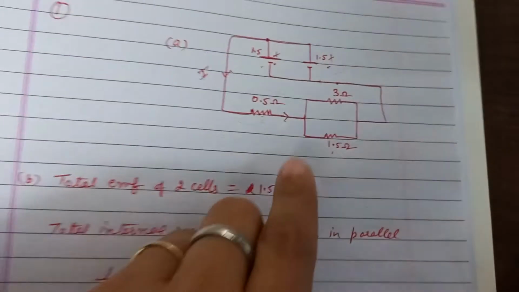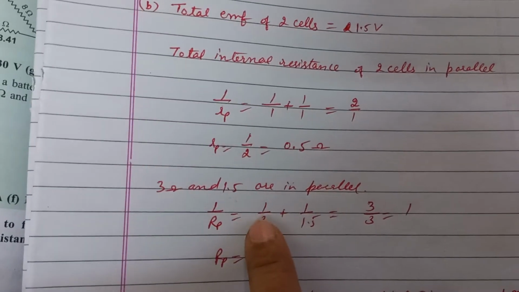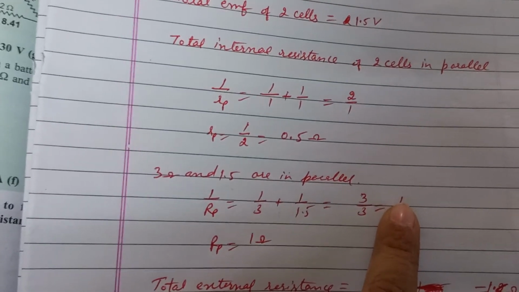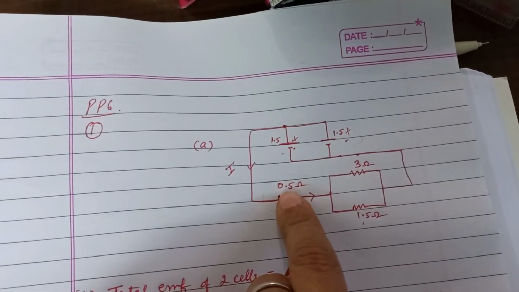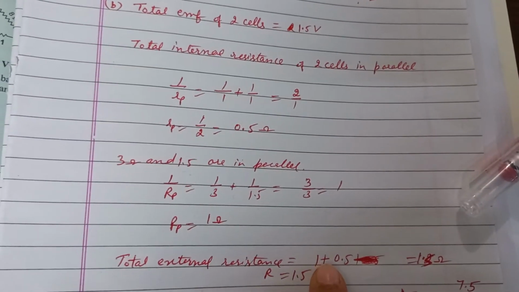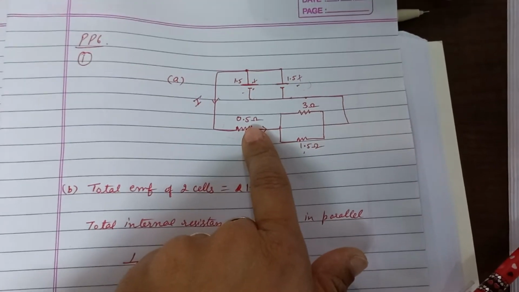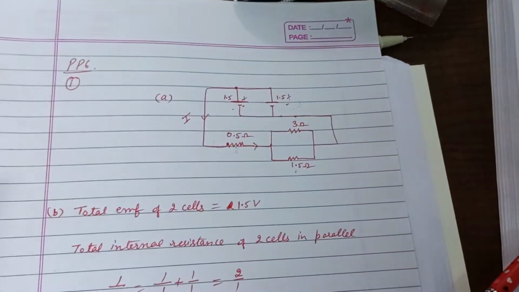Now you can see here 3 ohm and 1.5 ohm are in parallel, so the parallel combination of these two is 1 by 3 plus 1 by 1.5, which again becomes 1. So the total external resistance, now this becomes 1 ohm and this is 0.5. Both these are in series, so the total resistance is 1 plus 0.5, it becomes 1.5. It means the total resistance becomes 1.5, and this is again connected to the cells.